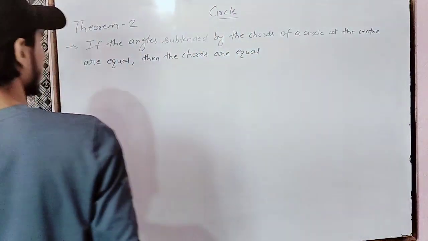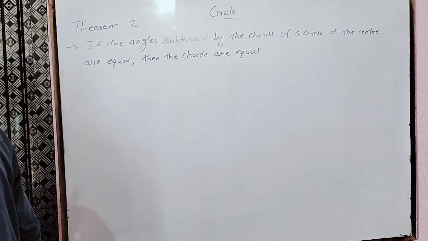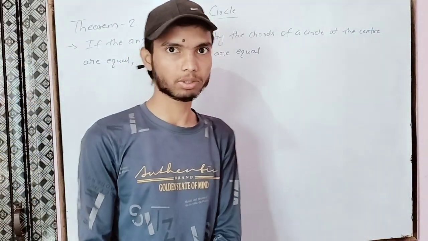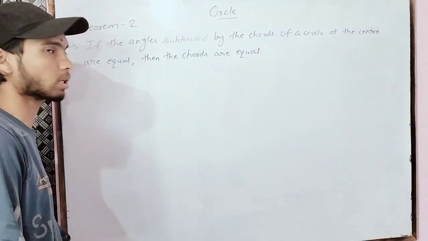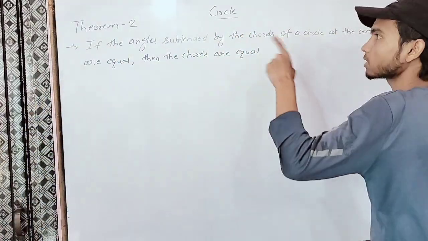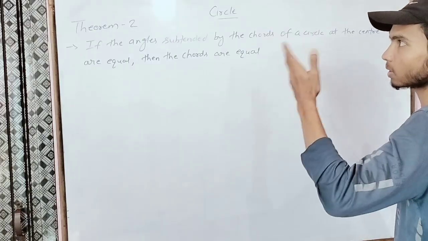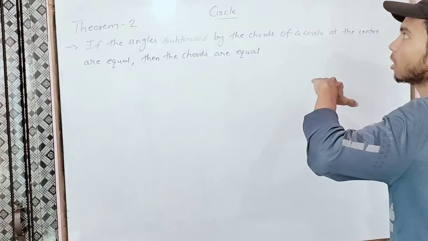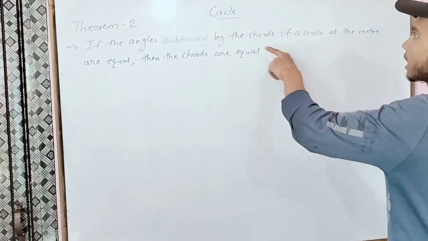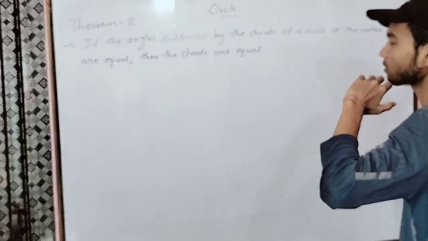Now, this theorem has a twist. The twist is that, just as in the previous theorem, we understood it, so same here you will realize how. If the angles subtended by the chords of a circle at the center are equal, then of course the measures of the chords will be equal.